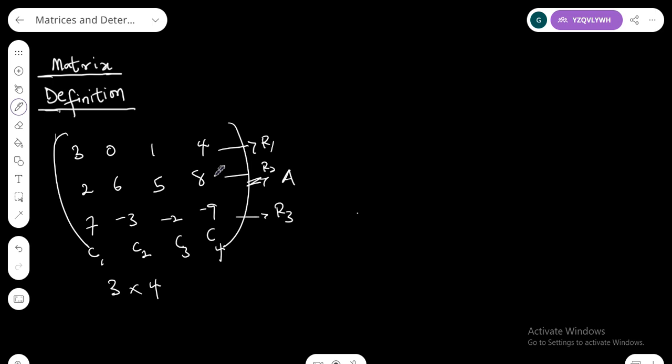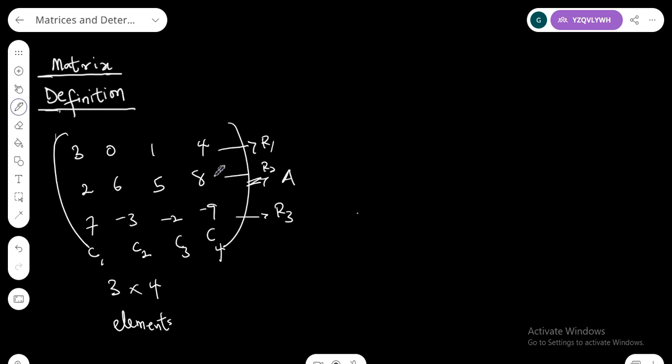So first, a matrix is the arrangement of numbers in rows and columns. And then you determine the order of a matrix by the number of rows to the number of columns. So this matrix is of order 3 by 4. The 3, which is the first number, indicates the number of rows, and the 4, the second number, indicates the number of columns. Now, each number in a matrix is called an element.